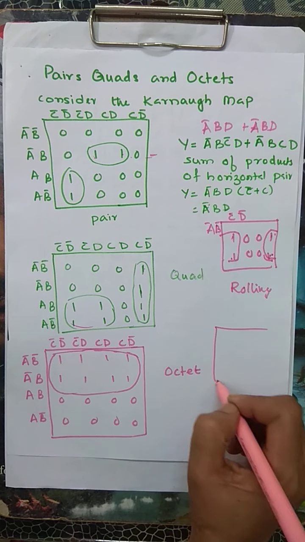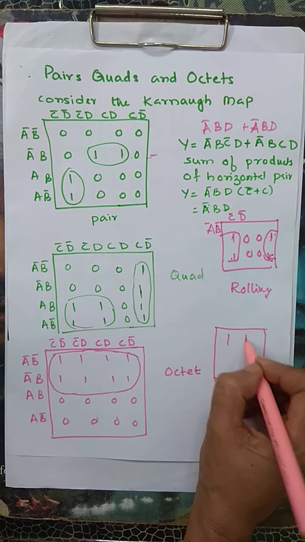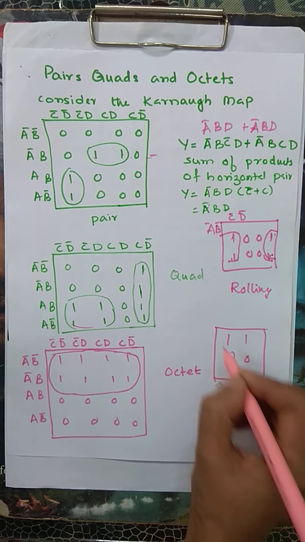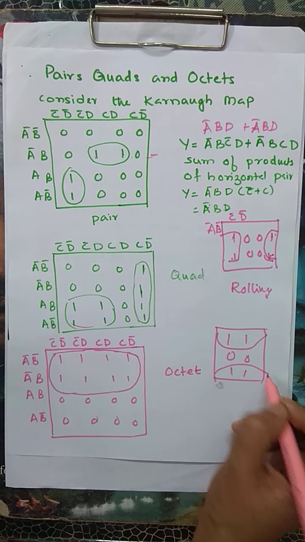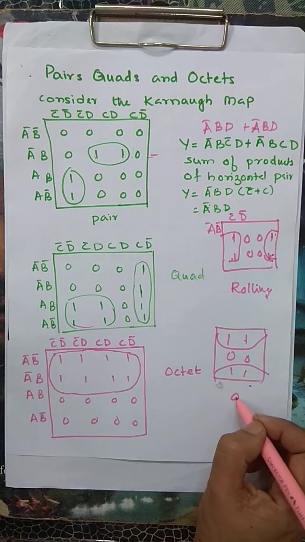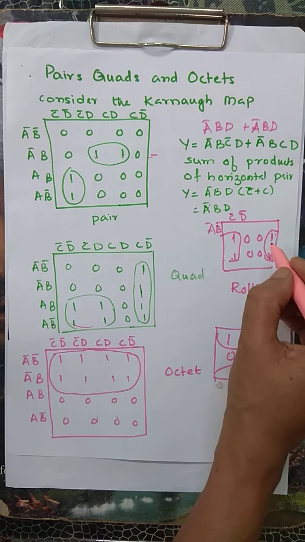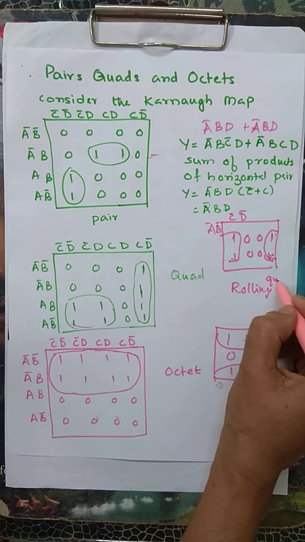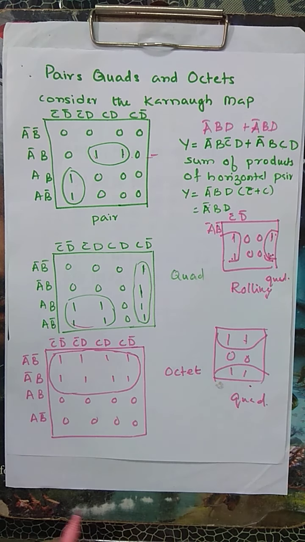Similarly, you can roll and group if you have ones like this. This can be rolled to meet this portion. So this will again form another quad. This can again form another quad. This also will form a quad. So rolling is possible. So that way also you can group. Further simplification I'll tell in the next class.